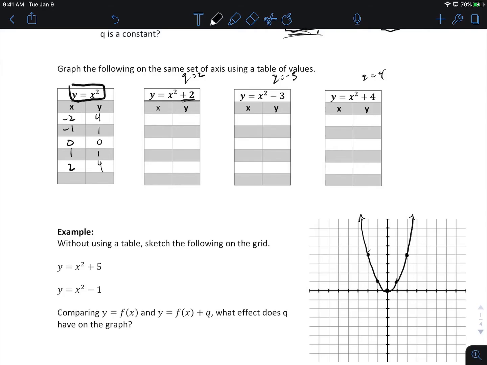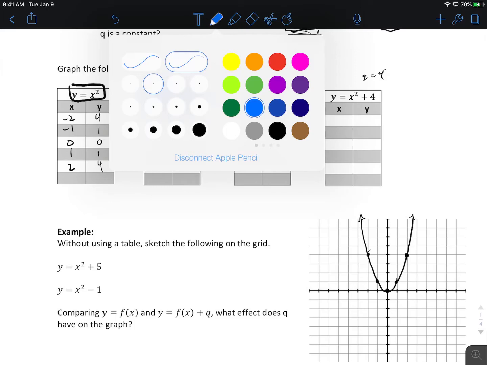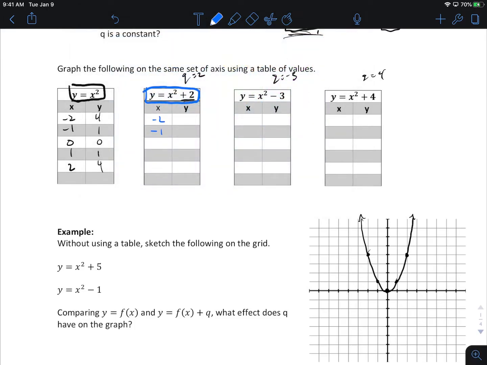Okay, and then what you should see, if you have done this a little bit now, I'll do this one in blue, is if I ignore the fact that q is there, I should have the original graph. So then how does the original change is the question. So I'm going to take each of these y values. All right, let's plug them in. -2 squared is 4. So if I'm plugging in the same values, -2 squared is 4, and then I have to add 2 to it.